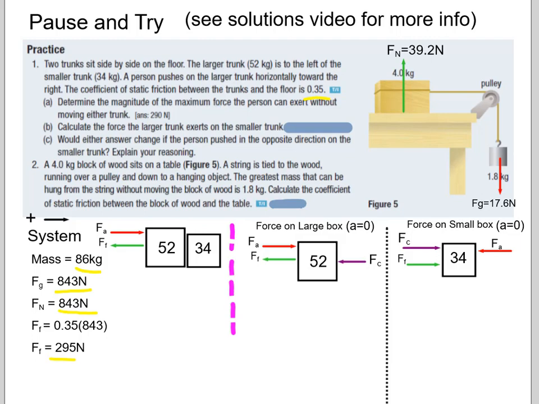Okay, going on to B: calculate the force the larger trunk exerts on the smaller trunk. Now, we're going to take Fa as being the 295 newtons, because that's as large as you can push on this without it moving. So if we write an F net statement, I'm just going to give myself a little bit more room. If I write an F net statement based on this free body diagram of the first box, I would have Fa minus the force of friction minus Fc, which is a contact force between the two boxes.